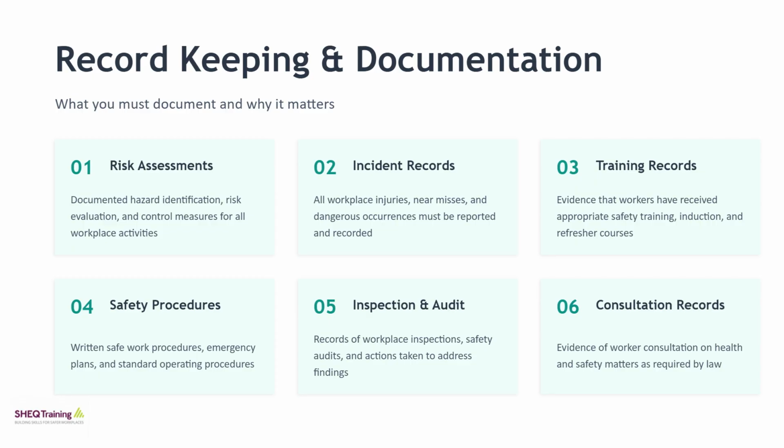Training records prove your workers have been properly trained. Safety procedures provide written guidance for safe work. Inspection and audit records show you're actively monitoring conditions. And consultation records demonstrate you're involving workers in safety decisions as the law requires. Good records are your best defense if something goes wrong. They demonstrate due diligence and show a systematic approach to managing safety.